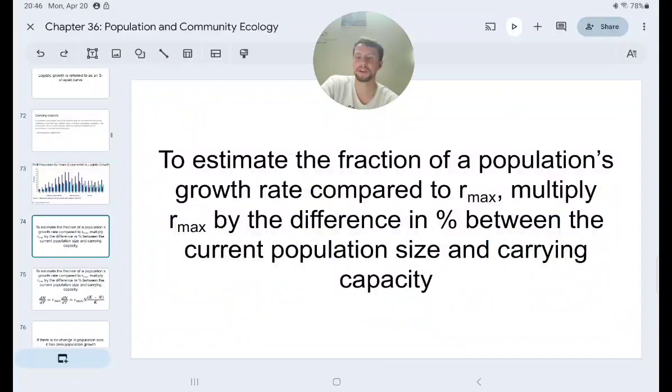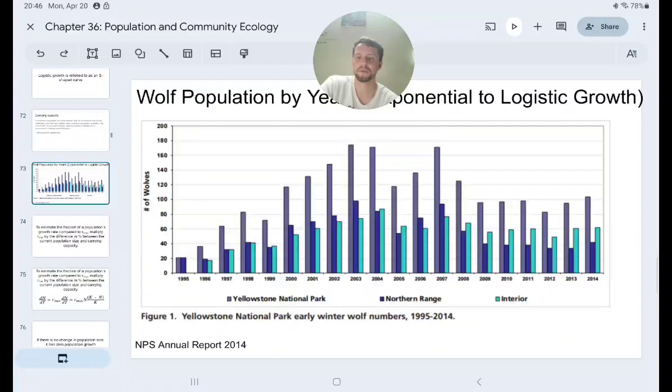So according to this equation, you multiply R max by the difference in percent between the current population size and carrying capacity. Well, if it's 20 individuals and the carrying capacity is 100, then the difference is 80%, right? Because only 20% of the carrying capacity is there. So the growth rate would be 80% of R max. In other words, the growth rate would be almost as high as it could possibly be.